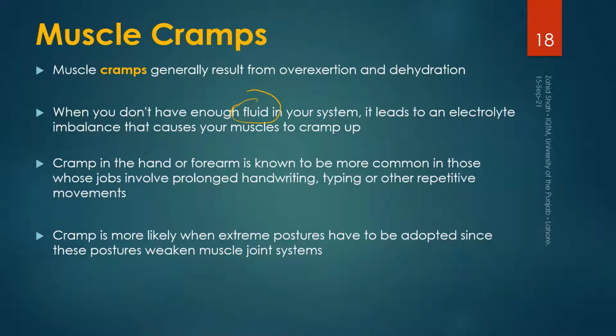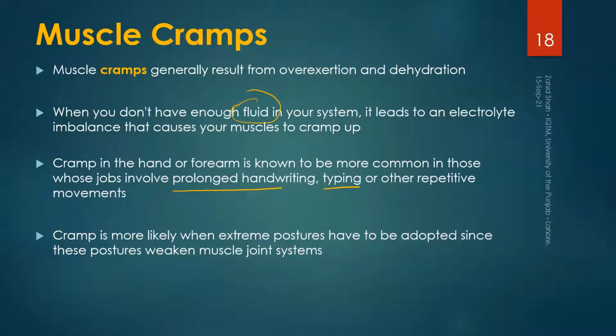Cramp in the hand or forearm is known to be more common in those jobs that involve prolonged handwriting, a lot of typing using keyboard, or other repetitive movements. Especially the movements that are very restricted or that prolong over a period of time, are related to the small muscles, like muscles in the hand or the fingers, then cramps may develop as well. So you might have experienced it when solving a long paper. Some of you might have faced cramps in your fingers.